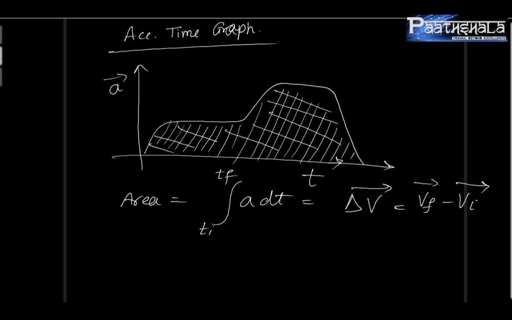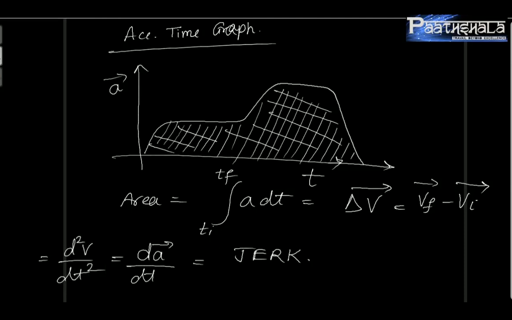And the derivative dA by dt is a new quantity called jerk. So dA by dt is also equal to d square v by dt square, and this in turn is equal to d cube x by dt cube.